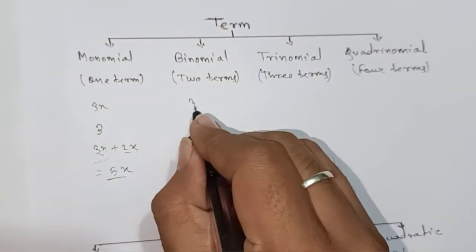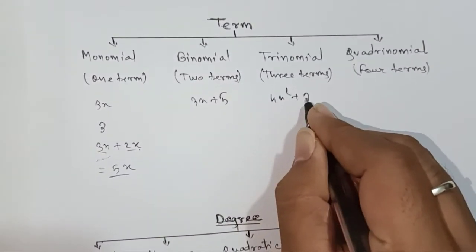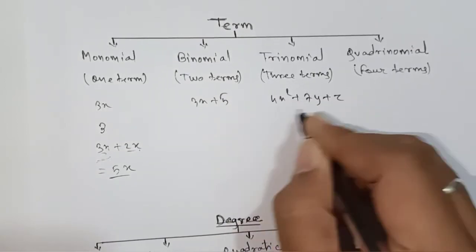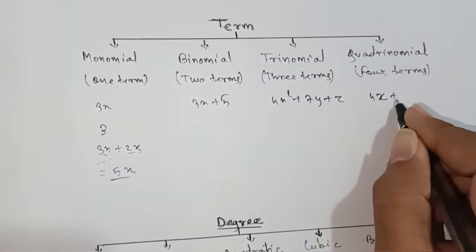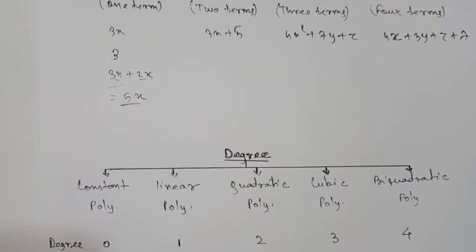And here if I take 3x plus 5, it is a binomial. If I take 4x square plus 7y plus z, trinomial. 4x plus 3y plus z plus 7, is it a quadrinomial?